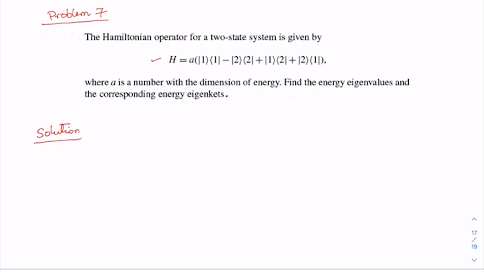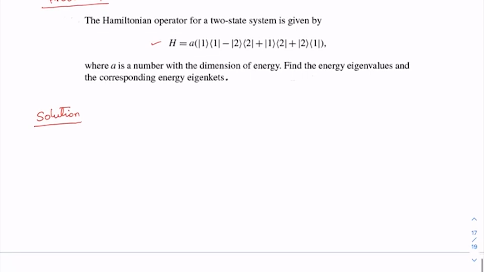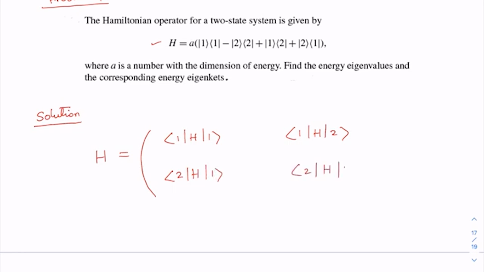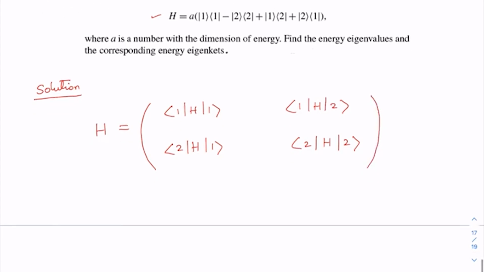So first of all, this problem can be done very easily if we write the matrix form of the Hamiltonian, because this is a two-state system, so the matrix would be a 2 by 2 matrix and its elements would be of this form. So let me write here. First one would be <1|H|1>, <1|H|2>, <2|H|1>, <2|H|2>. Okay, now you can very easily work out these elements.